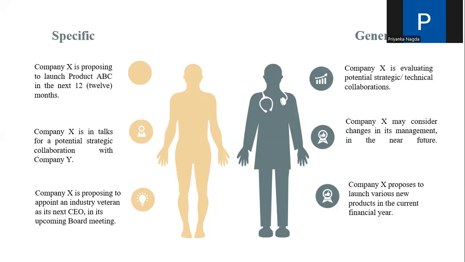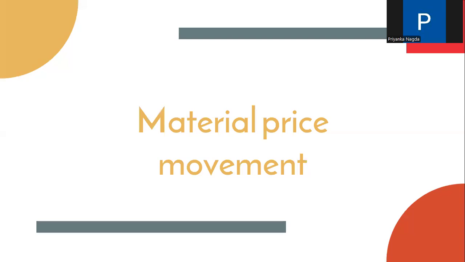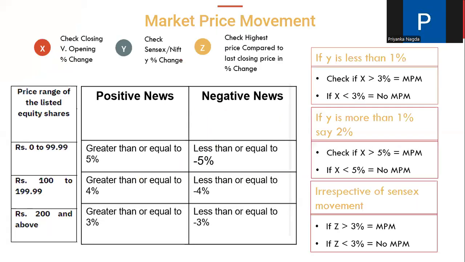That's very informative, Priyanka. Now we will come to the most important concept, which is material price movement, which is new for everyone, and I think exchanges also have to come out with certain circulars and certain explanations. So if you can throw some light and help us understand how a material price movement has to be calculated. Yeah, sure. So I'll try to explain this concept by an illustration.